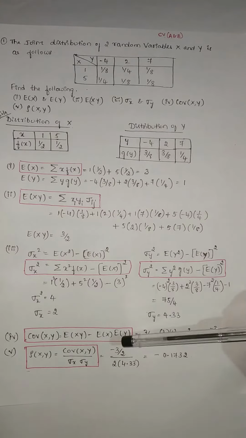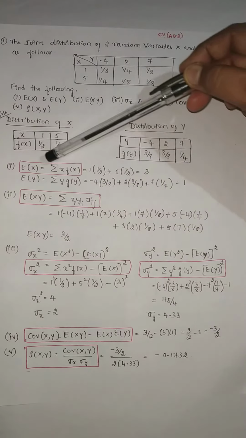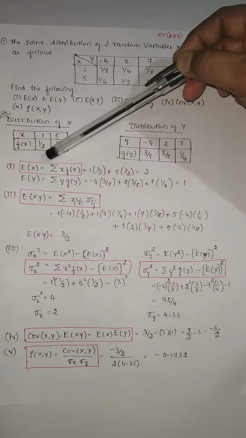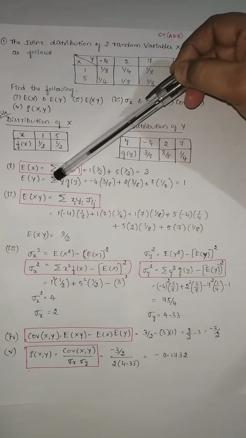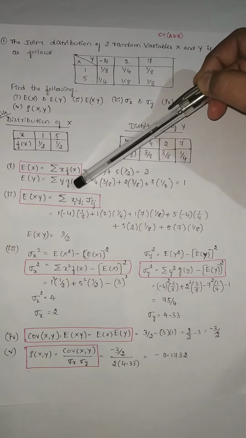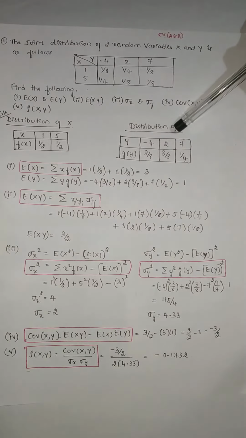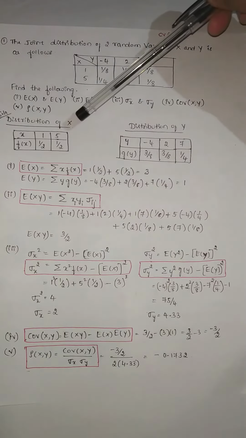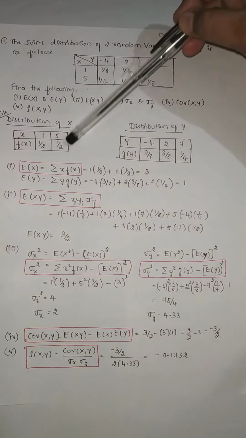The formulas to find E of x and E of y are these two. E of x, the expectation of x, is summation x into f of x, and E of y is summation y into g of y. So we need f of x and g of y, and for that you need to write the distribution of x and the distribution of y.